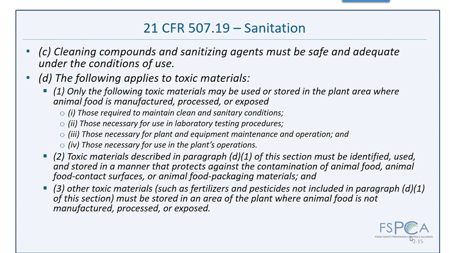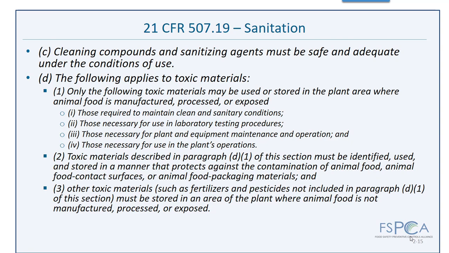Our sanitation section also addresses cleaning compounds and other toxic materials that may be present in a facility. First and foremost, cleaning compounds need to be safe and adequate. We need to make sure we don't mess up the chemistry of any of the animal food we're dealing with by using a cleaning compound that could do something like that. Also, if using a sanitizing agent that should be removed after it is sanitized, maybe just wiped off or using water to wipe it off, then we need to make sure we have procedures in place to make sure that's being done.